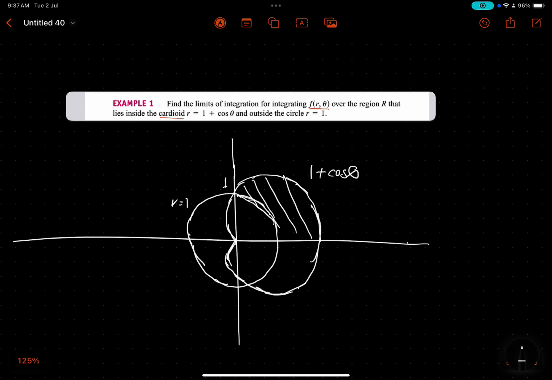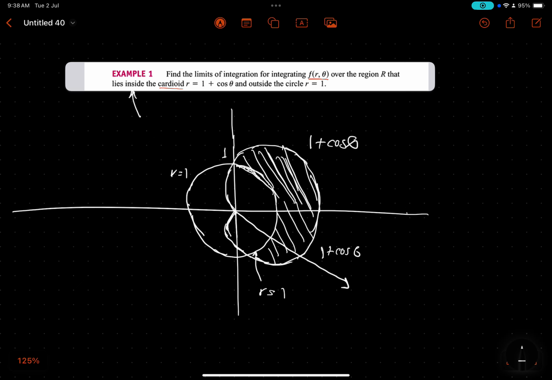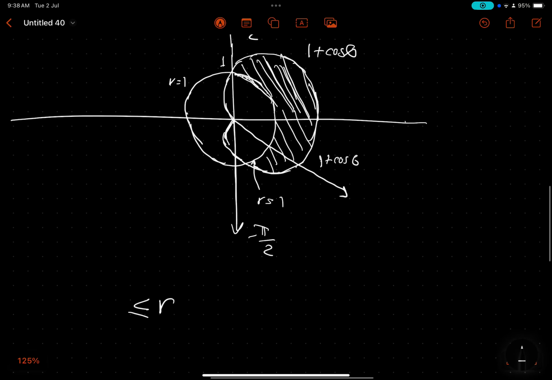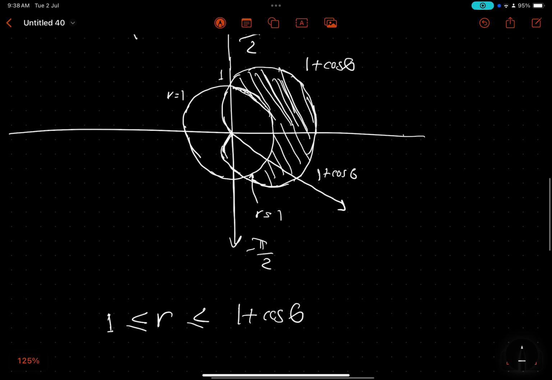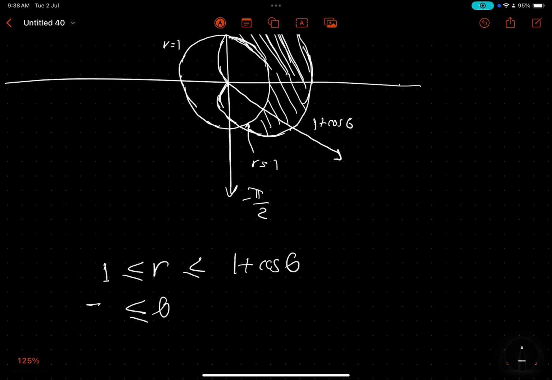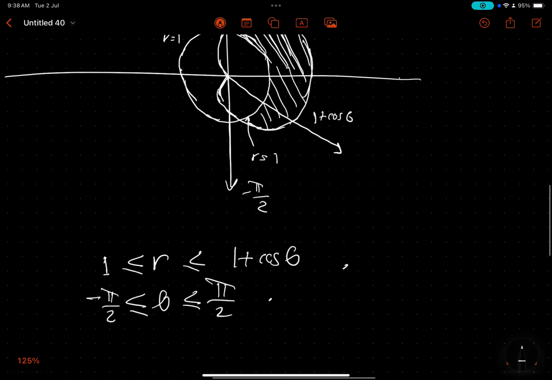Now we want the area that lies inside the cardioid and outside the circle, so it's not included in the circle, which is basically this area that we shaded. Then we draw a line from the origin and identify the outer bound, which is 1 plus cosine theta, and the inner bound, which is r equals 1. Theta goes from minus pi over 2 to pi over 2. So the lower limit for r is 1, the upper limit is 1 plus cosine theta, and for theta the lower limit is minus pi over 2 and the upper limit is pi over 2. These are our limits of integration, and we solved part A.